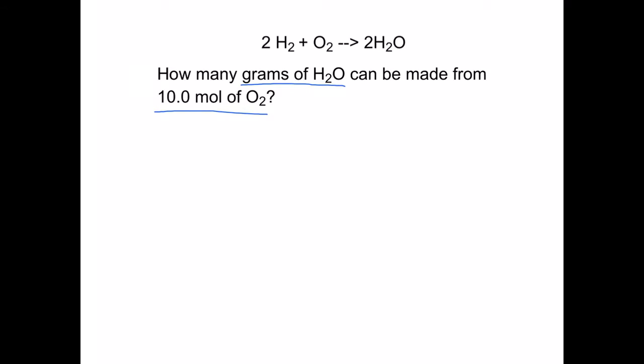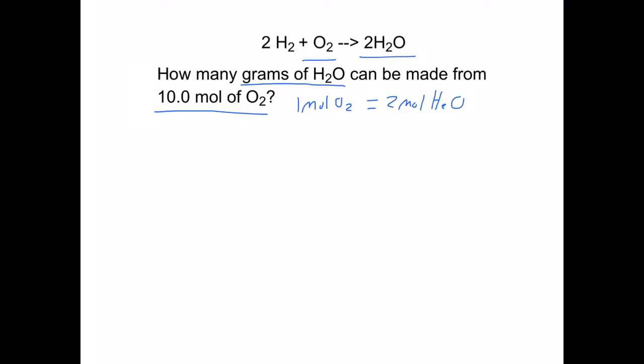So let's figure out what relationships we will have to use in order to do this. First thing is we are going to be going from oxygen, from O2 to H2O. So we'll need to look at our balanced equation and get the mole ratio from that. So 1 mole of O2 is equal to 2 moles of H2O.